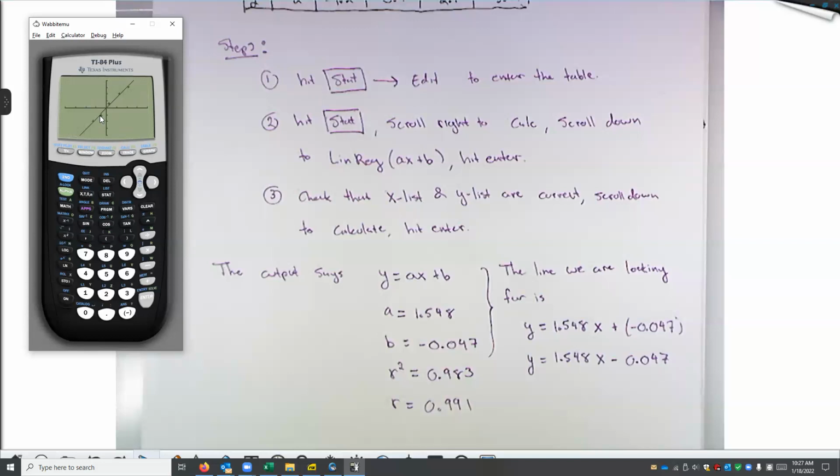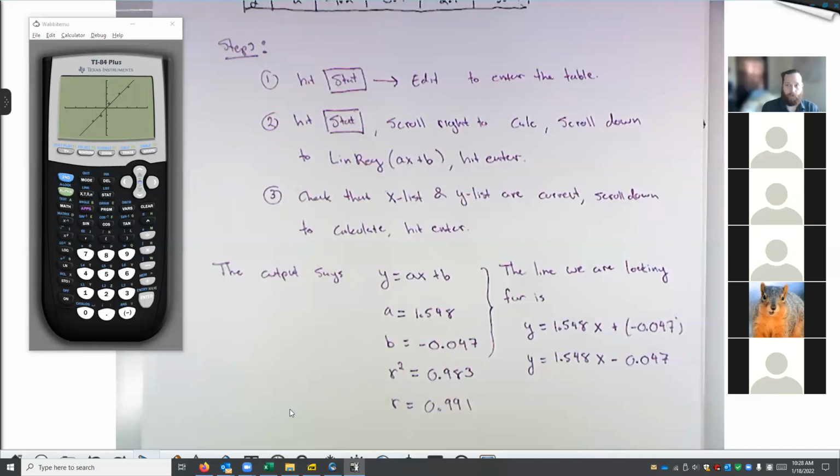If you want to see the little points themselves, the data points, we need to turn on the stat plot feature by hitting second, y equals, selecting this first one, and it'll probably say off. And you just scroll over here to on and hit enter. Then you should get both. Okay. Thank you so much. Yeah, of course. Anybody else having a hard time getting the calculator to do what they want?